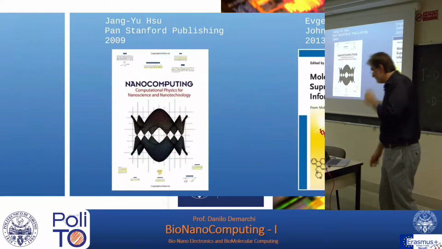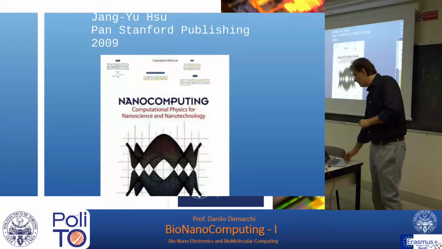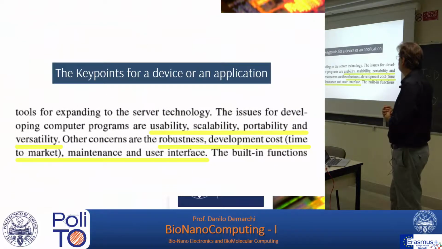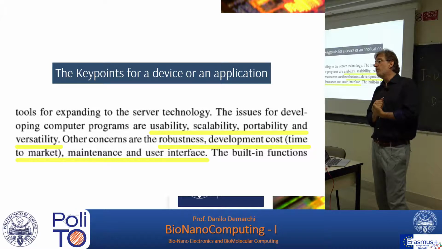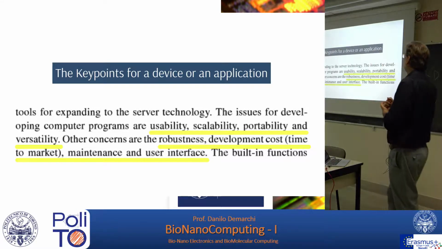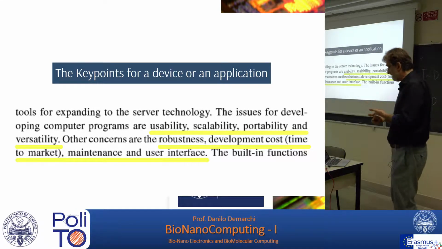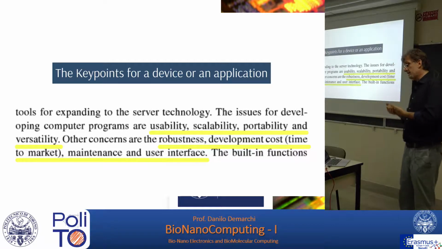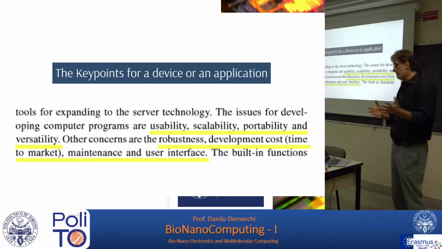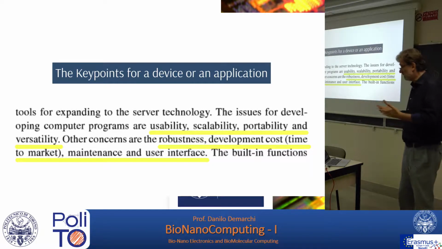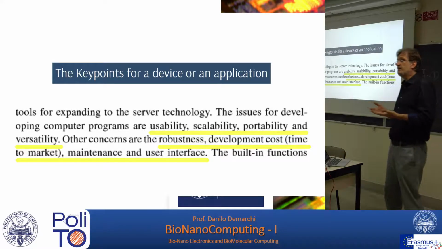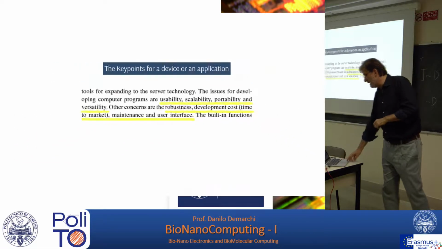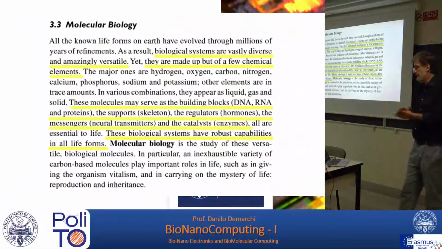So let's read a few lines of this book. For setting up an interesting application, what is requested? Usability, scalability, portability, and versatility. The system, my application, must be robust, with a reasonable cost, maintenance, and user interface. These are things that are nowadays standard, okay?